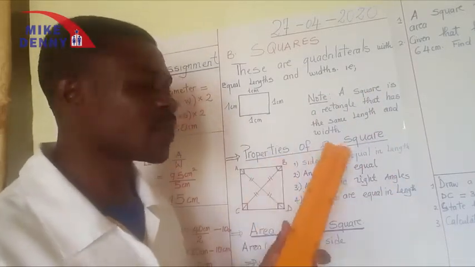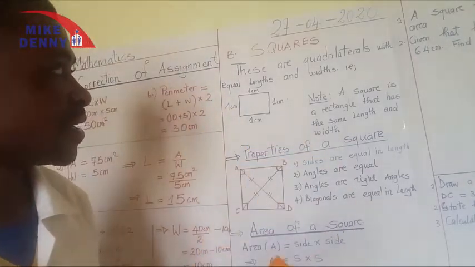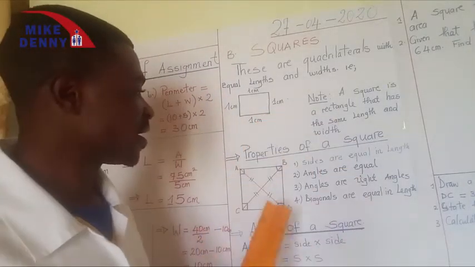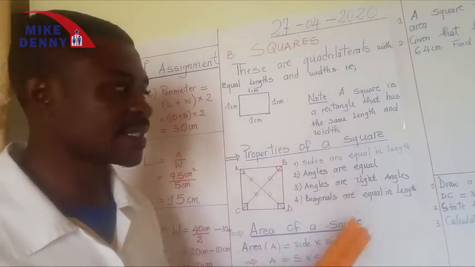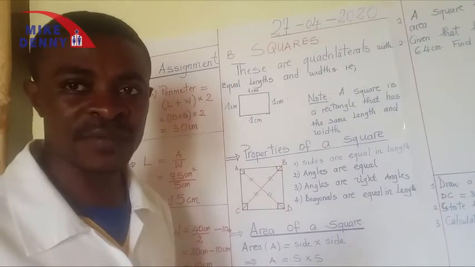Alright, let us look at the properties of a square now. As we've rightly said, a square is a quadrilateral with equal sides. If you look at it, the first property is that all the sides are equal in length. It means whether you go horizontally or vertically, you must have the same dimension.